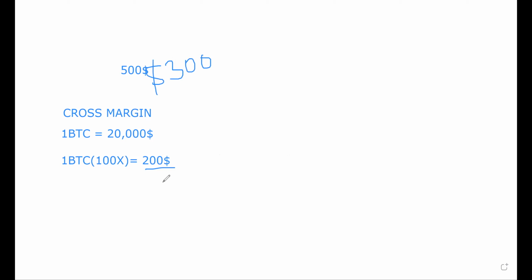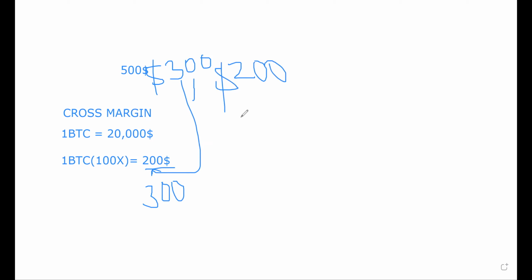Now, if the trade begins to run, and the price of one Bitcoin goes down to 19,900, your loss will be $100. The trade will keep running. Now, if it goes down to 19,800, your loss is $200. Your trade will not be forced to close because you are using cross. It will go to your $300 and bring $100 from it to make your margin now become $300, while your balance remains $200.